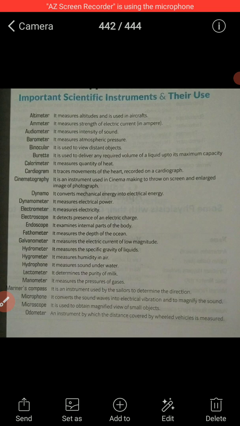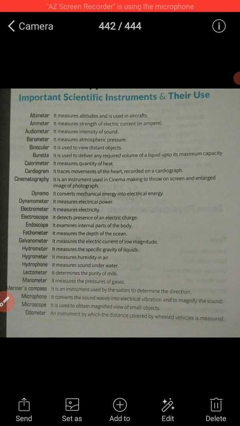Second, ammeter. Ammeter is used to measure the strength of electric current, and the strength of electric current is measured in ampere.